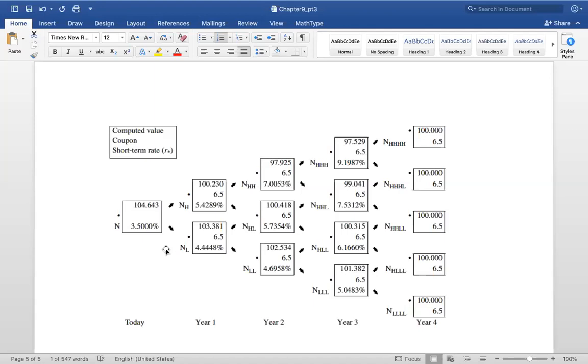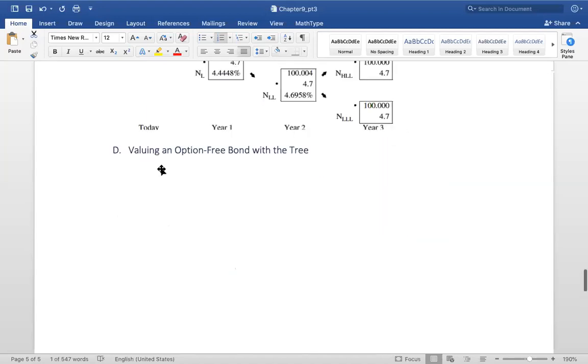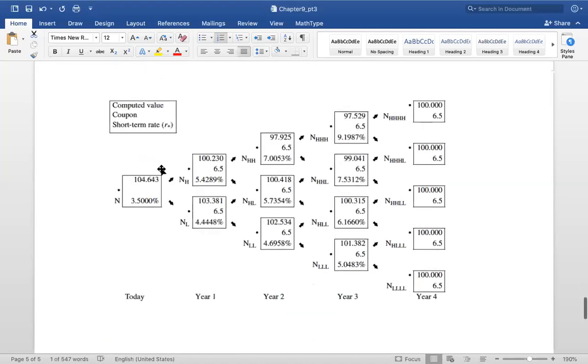So you can see that the interest rate tree can be easily constructed, and that the interest rate tree can be used to value option-free bonds. That's all in this video.